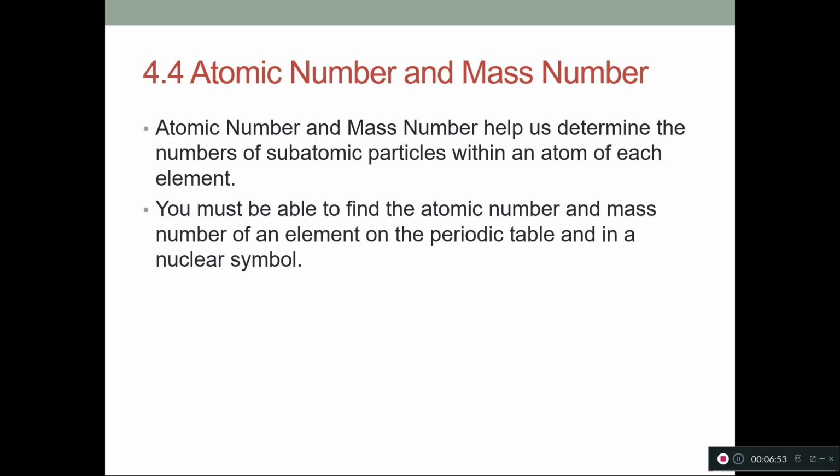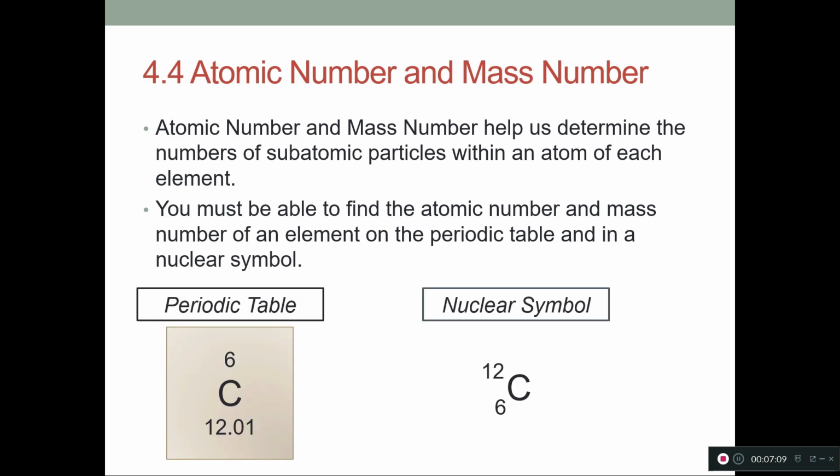So the atomic number and the mass number help us determine the numbers of subatomic particles within an atom of each element. So you must be able to find these atomic number and mass numbers of an element on the periodic table and in what's called a nuclear symbol. So that looks like this. If you look at the periodic table, you will see something that looks kind of like what's on the left here. But then the nuclear symbol looks like this, where we have the carbon here, so that's the C for carbon. Then we have that 12 in the upper left and the 6 in the bottom left.